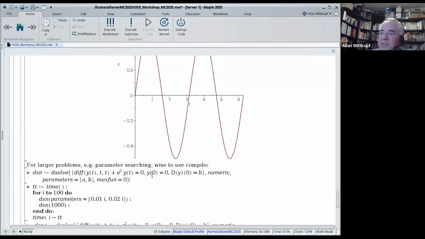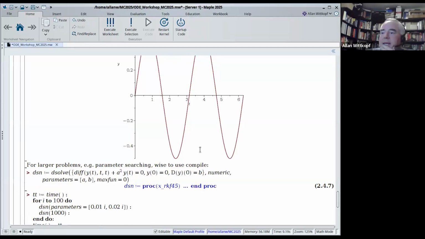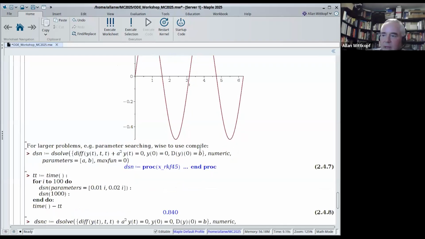Okay, larger problems. This is where it gets more interesting. If you have a very large problem, parameterization can be really handy, especially combined with compile. So I've parameterized a problem here, but I'm not using compile. I did essentially 100 calls with different values of the parameters, integrating out to 1,000, and it takes a certain amount of time. In this case, 0.84 seconds.